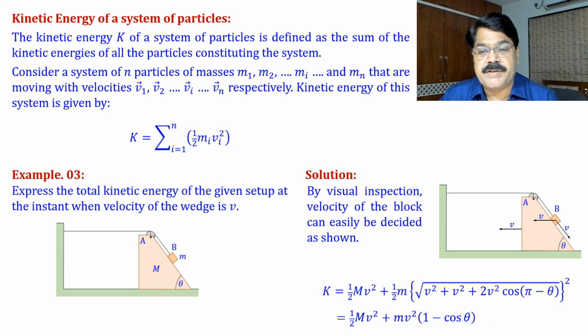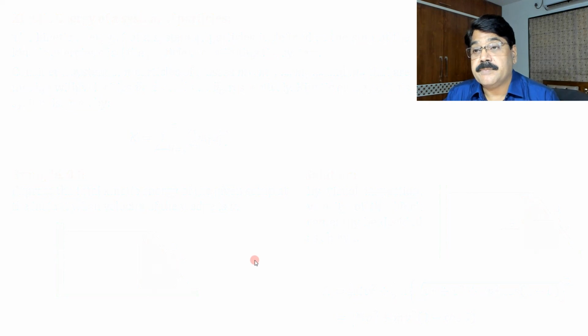So in this way, we can calculate the total kinetic energy of any system. The idea was quite simple as described here: add the kinetic energy of each and every particle of the system. Particle means either a point mass or a body in translational motion. Now we explore further what we can do to apply the work energy theorem for a system of particles.